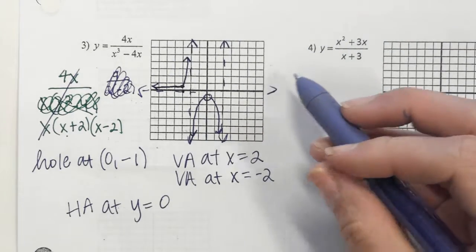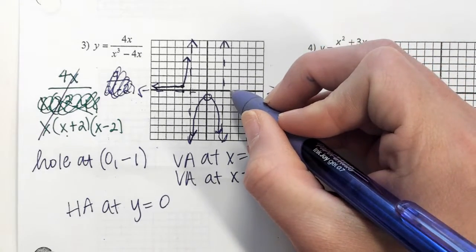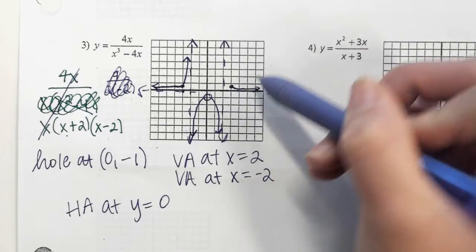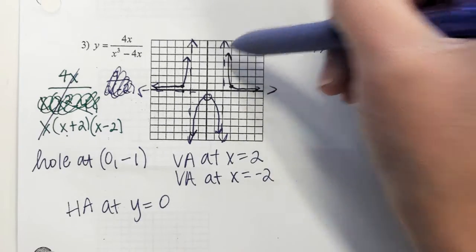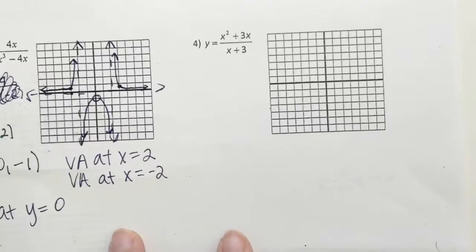Alright, Evan, pick a value on this side. 3. What's the y value for 3? Good, same thing. And again, it's not going to go past 0. It's got to approach my vertical asymptote. Check the graph. Does it look like this? Very good. Questions? One more together. Go ahead and find everything on your own. VA, HA, hole.